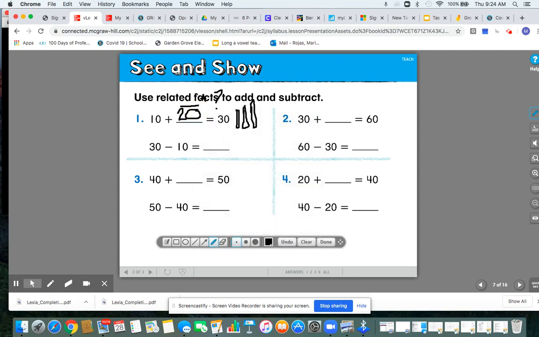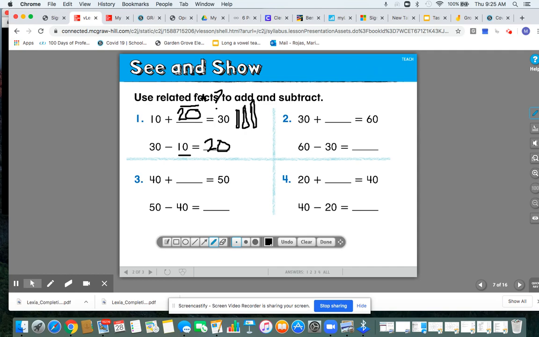So now let's look at the subtraction problem. They used 30 because it's our largest number, and they subtracted 10. So I can say, well, 10 plus what number will give me 30 to get my subtraction problem? So 10 plus 20 will equal 30. So therefore, when you take 30 minus 10, your answer would be 20.